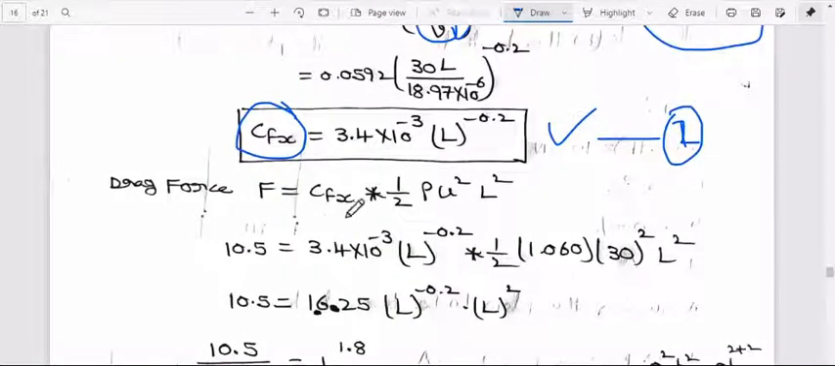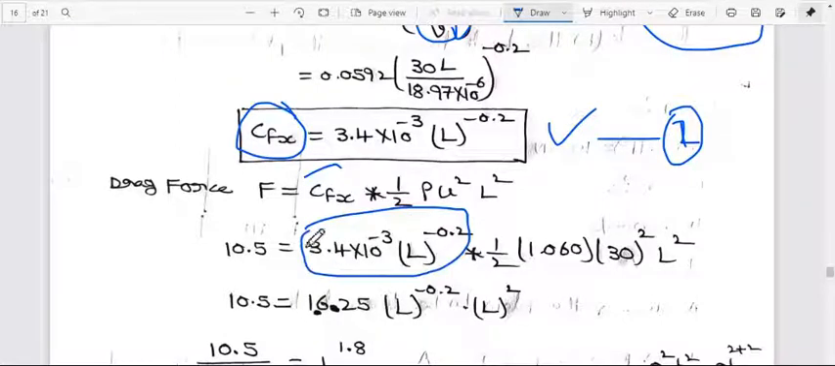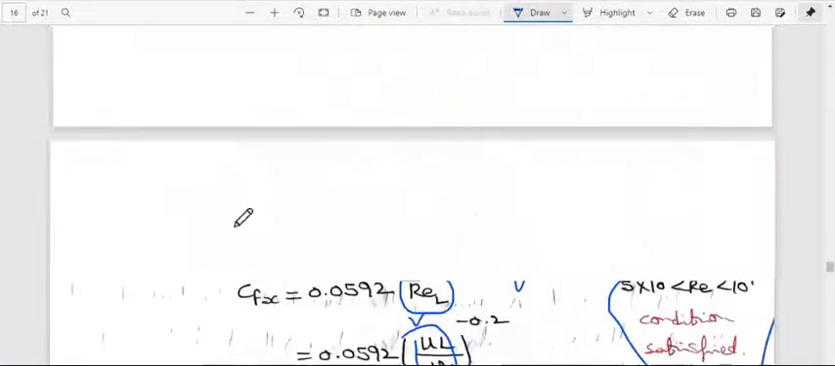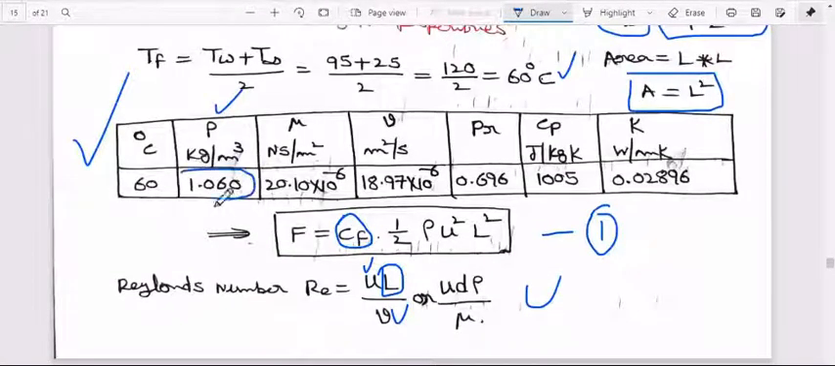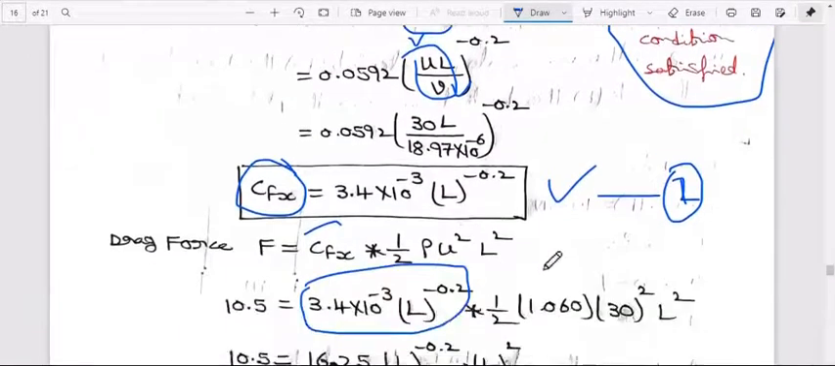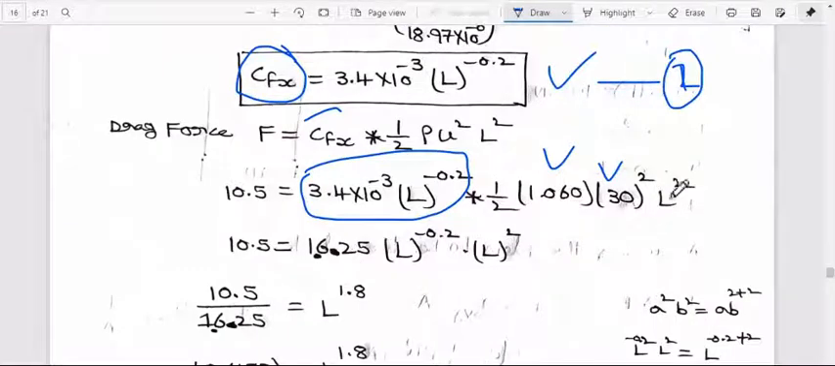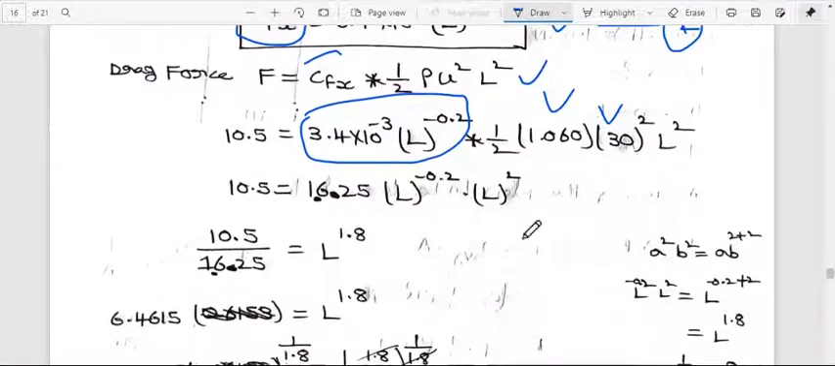That means drag force is equal to CFX into half rho U square into L square. So here the CFX value is this one, and the density value is from data book page number 33, 1.060. We need to substitute the density value and U value. L is the unknown parameter. Here L power minus 0.2 and here L square.